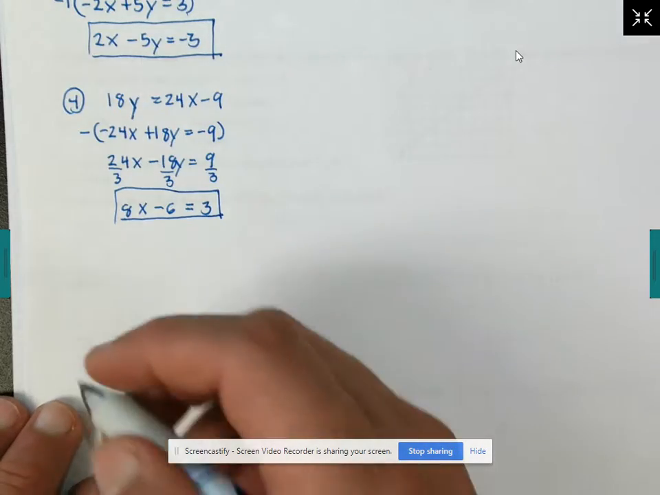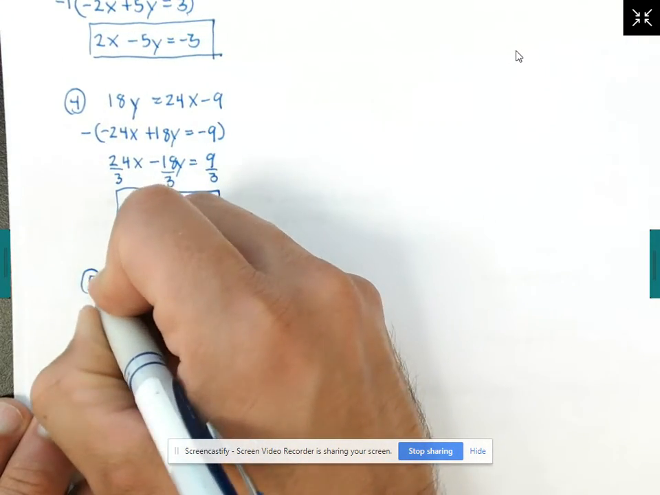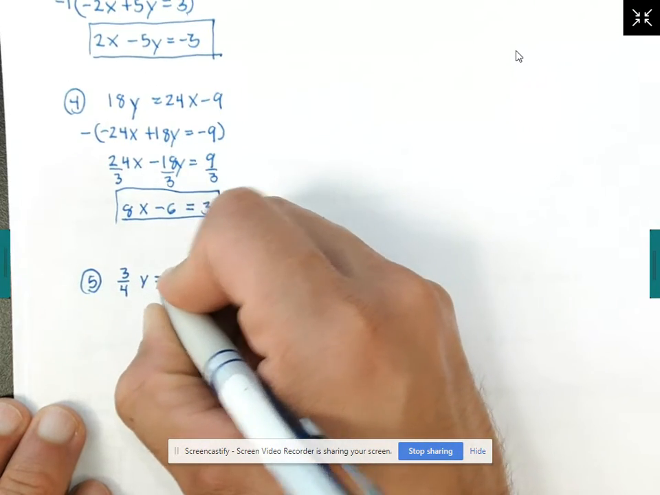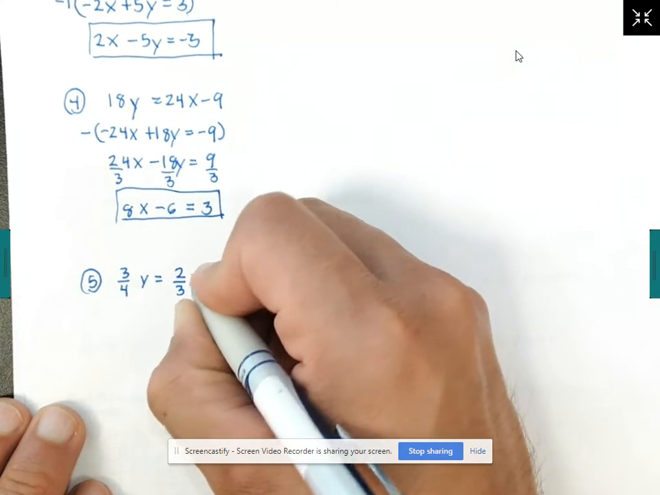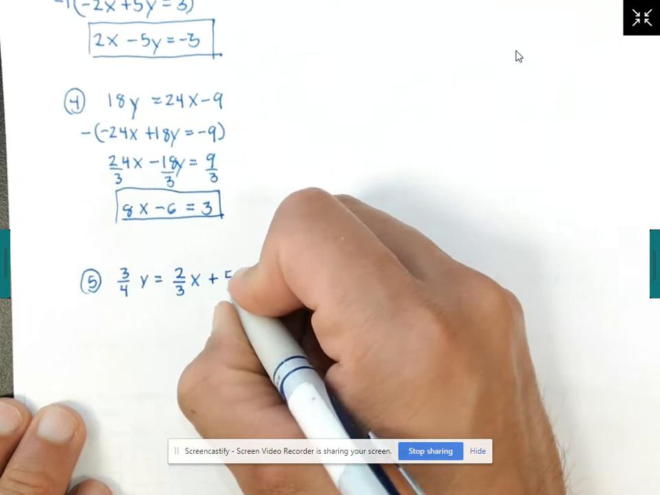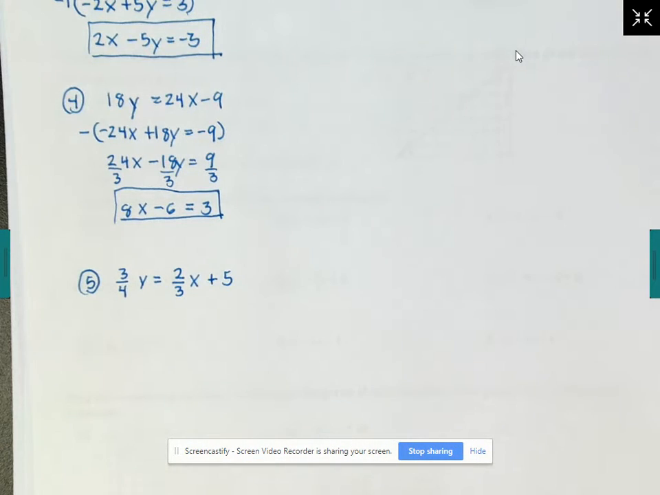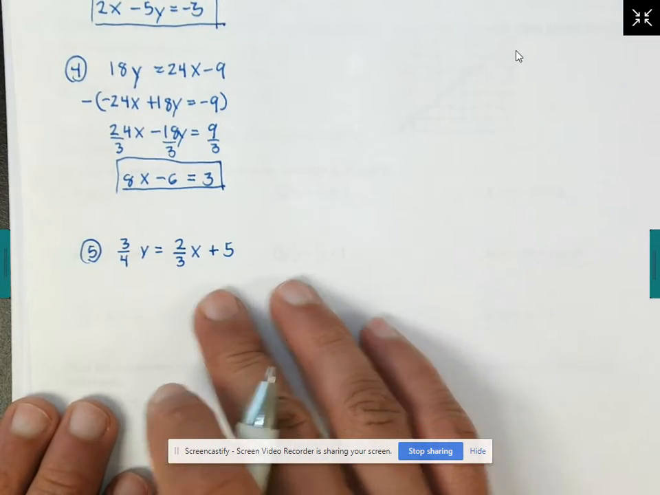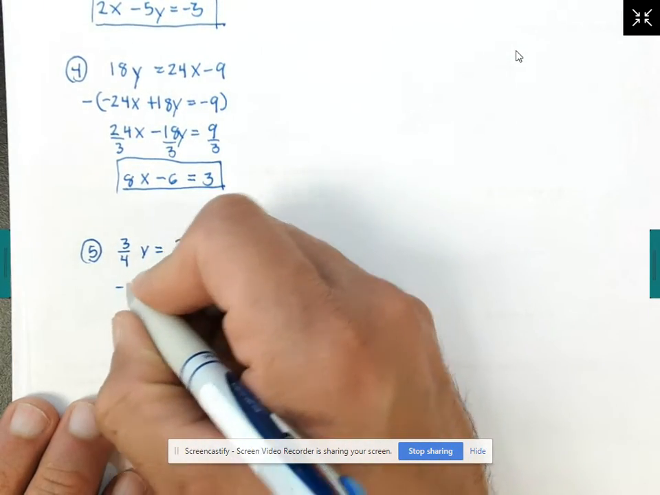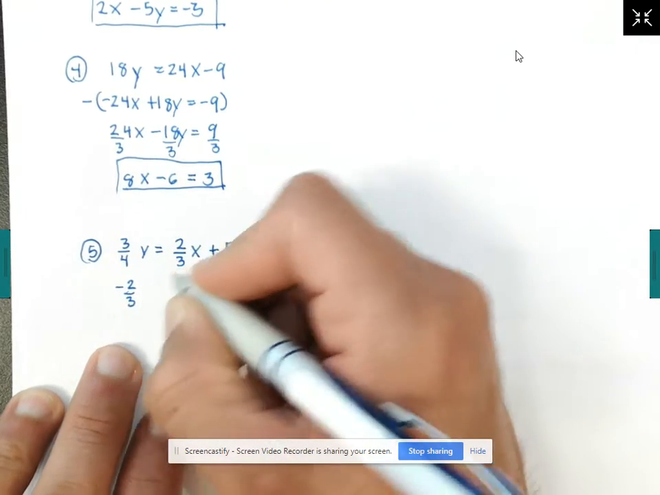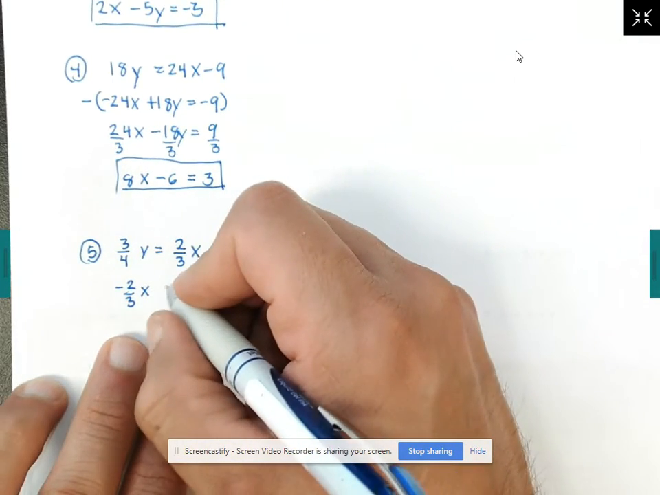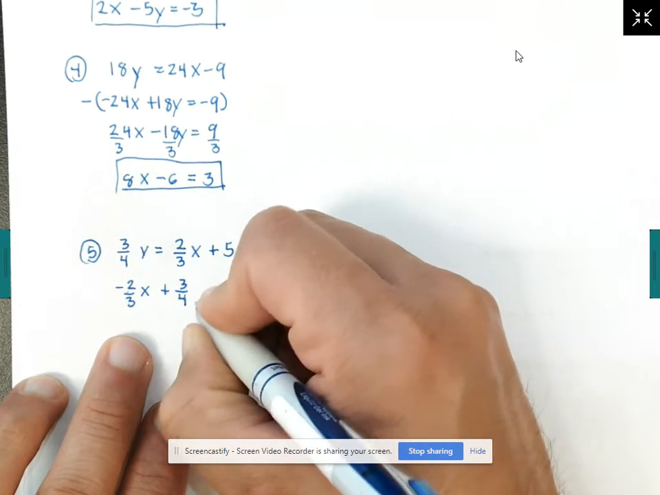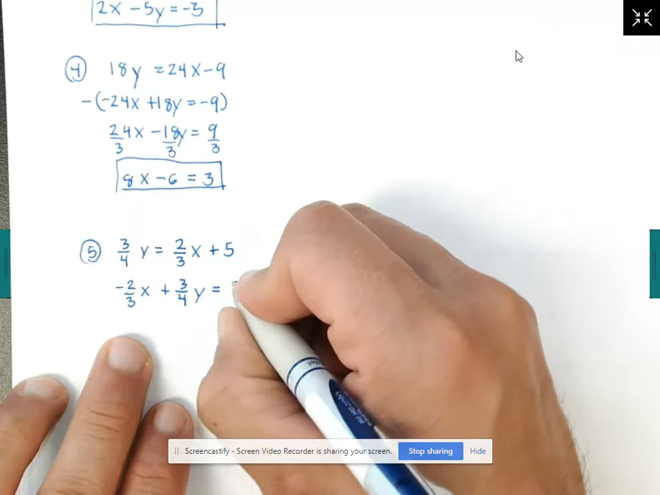So number 5, it's a little bit of a crazy problem here. What's going to make it a little bit difficult is that you have 2 fractions that do not have the same denominator, or even a common denominator for that matter. So what we're going to do first is, again, same step. We're going to get the x's on one side. So I'm going to subtract 2/3 x from each side. I'm going to end up with this right here.